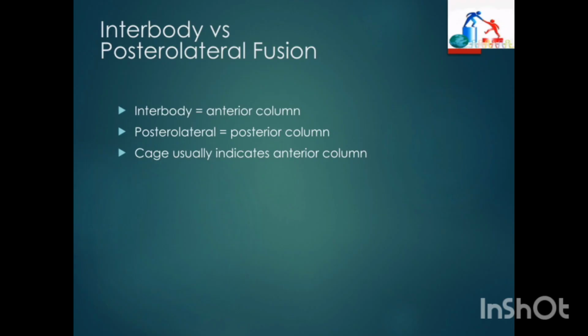This is important. Interbody fusion involves placing a graft or cage directly into the disc space, targeting the anterior column for stability and support. Posterolateral fusion, however, focuses on the area around the transverse processes, often using bone grafts to fuse the posterior elements. Understanding these distinctions helps us decide the best surgical approach based on the patient's specific pathology and stability needs. It all ties back to the overall goal of achieving solid fusion and optimal spinal stability.